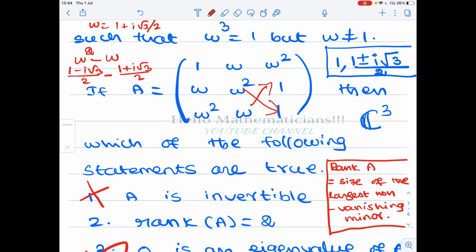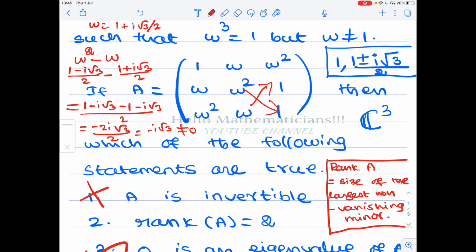W, if I take W to be 1 plus i root 3 by 2, and take W square, I will get W square as 1 minus i root 3 by 2. So W square minus W, if you calculate this number, the real part will cancel. What will you get? 1 minus i root 3 minus 1 minus i root 3, whole divided by 2. This is equal to minus 2i times root 3 by 2. Basically it is minus i root 3. Anyway, this number is not equal to 0.